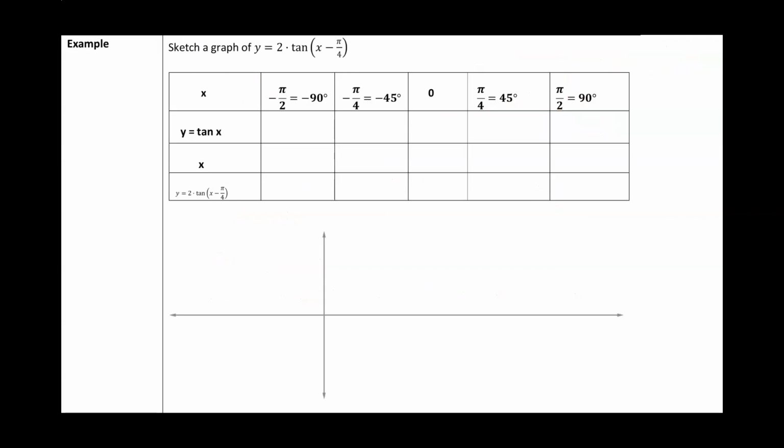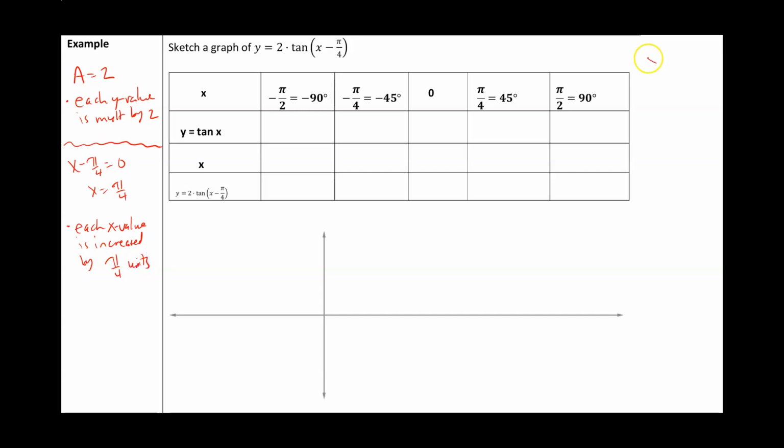All right, lastly, let's go ahead and graph this. So our a value is equal to 2, which means that each y value is multiplied by 2. If we set x minus pi over 4 equal to 0, we get x equals pi over 4. So we have a phase shift of pi over 4 units, which means that each x value is increased by pi over 4 units.